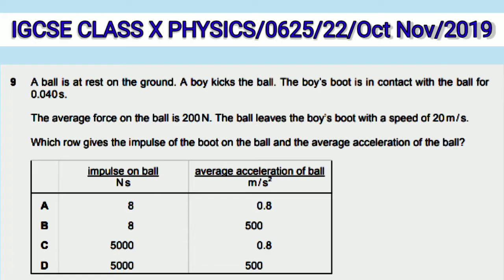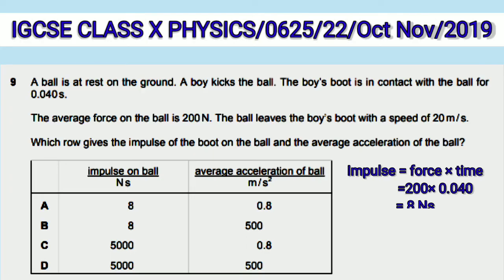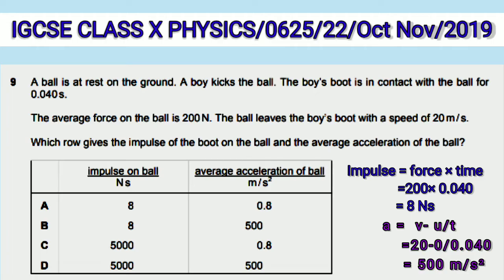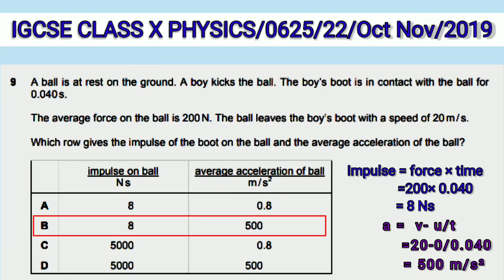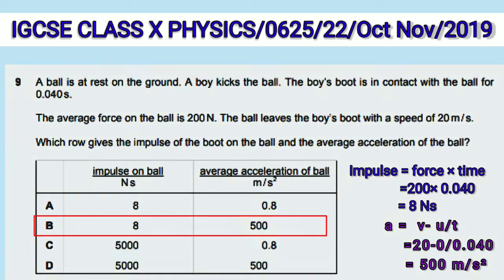Impulse will be equal to force by time, that is 200 into 0.040. That gives us impulse equal to 8 Newton second. Acceleration will be final velocity minus initial velocity by time. Final is 20 and initial, the ball is at rest, so initial velocity will be 0. So 20 minus 0 by 0.040 gives us acceleration of 500 meter per second square. So the correct answer is option B. Impulse on the ball is 8 Newton second and average acceleration of the ball will be 500 meter per second square.